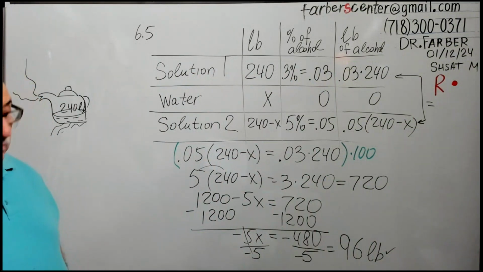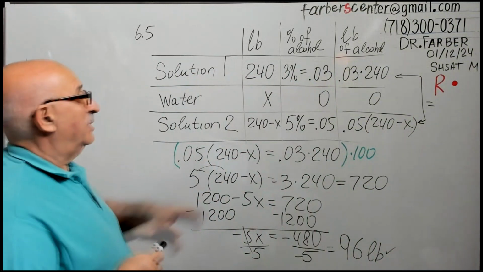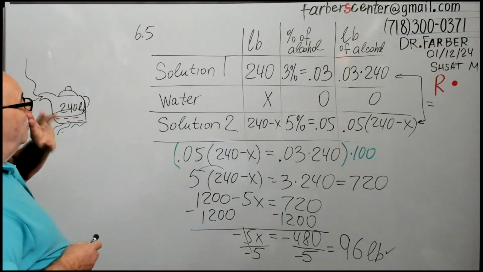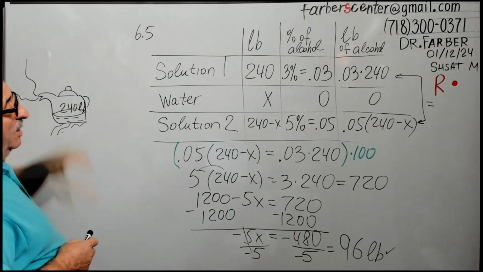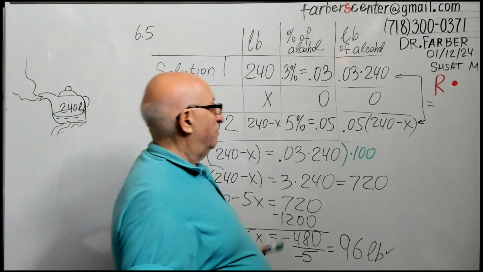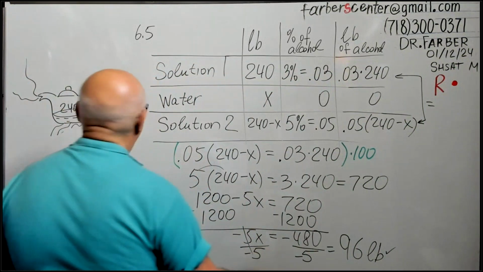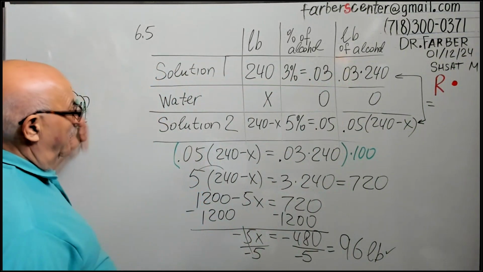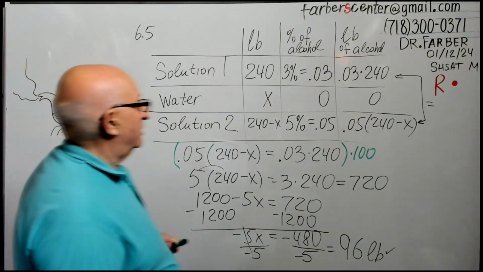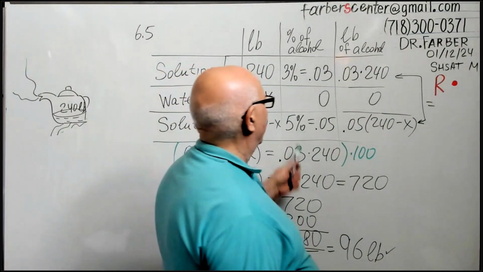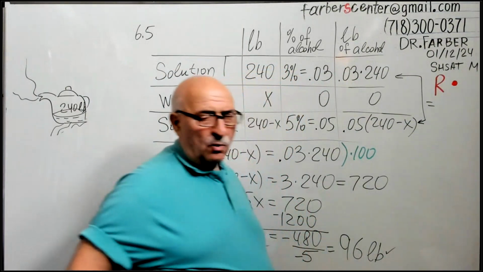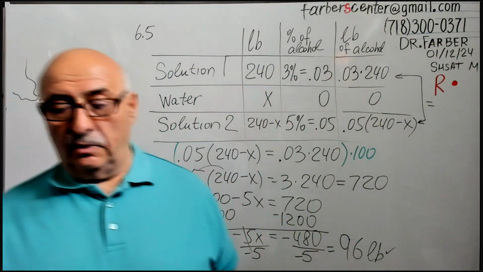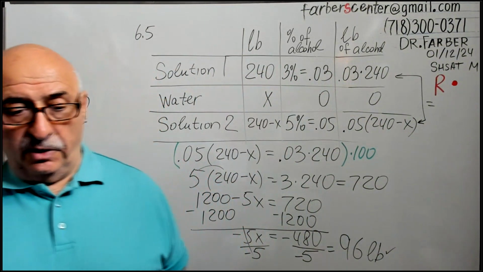So look, analyze what you have. At the beginning, you have a completely full tea kettle, 240 pounds, a gigantic tea kettle. We evaporated some water. The concentration was only 3%. When 96 pounds of this solution with alcohol is left in this tea kettle, the concentration increased tremendously, becomes 5%. Who can think of a real-life example where you can use this approach? Any example?